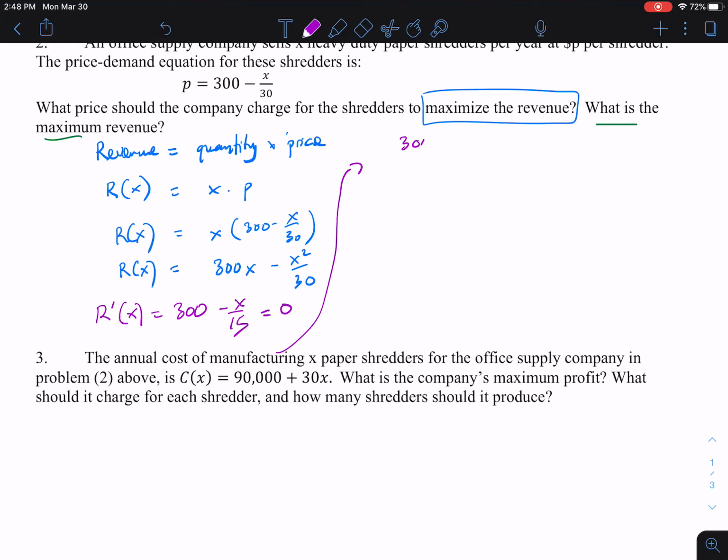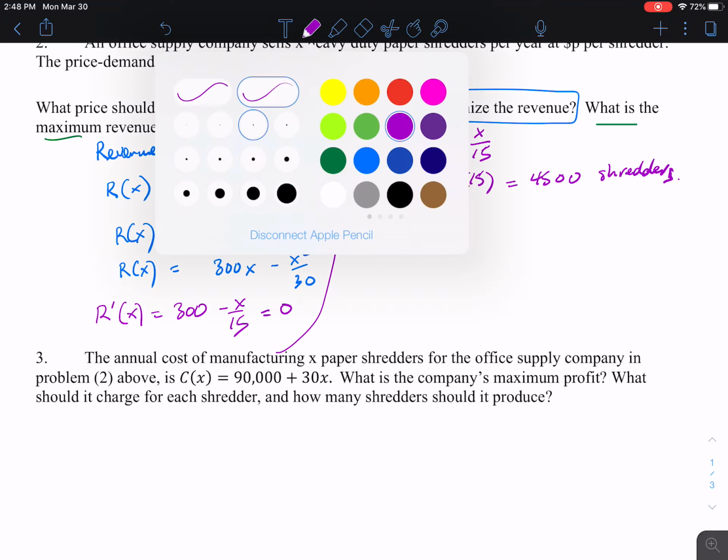So we have 300 equal to x over 15. That means x is 300 times 15, 4,500. So this would be 4,500 shredders. This is the number of shredders the company needs to sell every year to maximize revenue. But again, we don't know if this is the critical value that has a maximum or minimum. So to do that, we need to look at the second derivative.